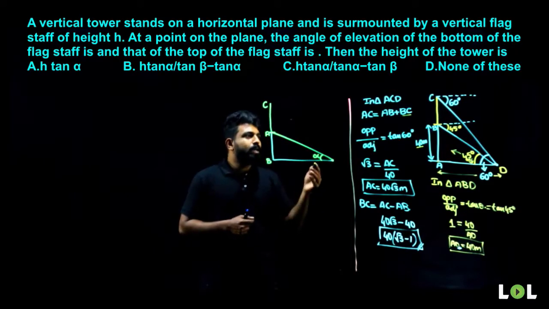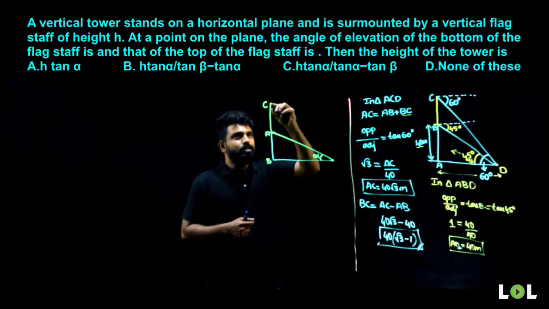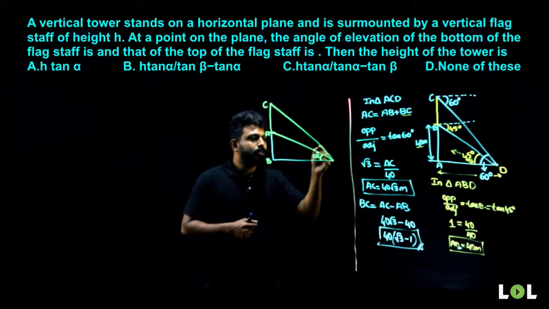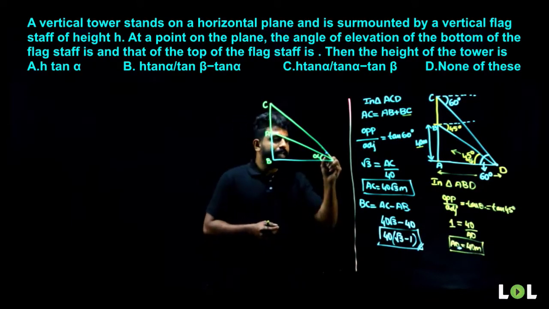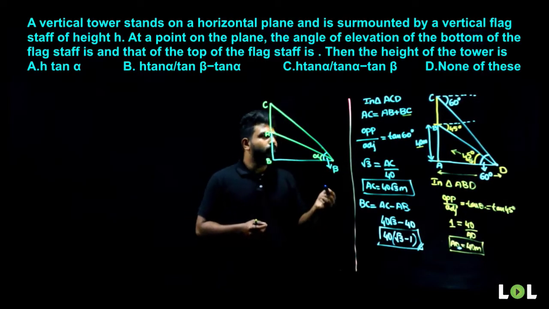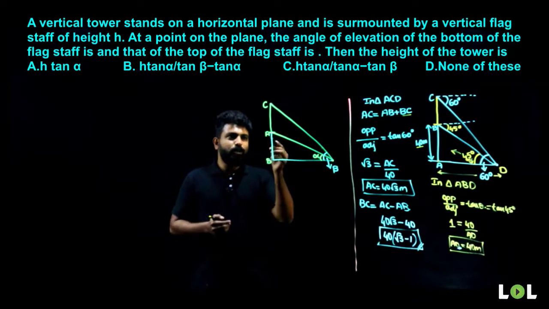And that of the top of the flag staff is beta. So next, this entire angle is beta. Now what do we need to find out? We need to find the height of the tower. So what is the height of the tower? AB. We need to find the height of the tower.